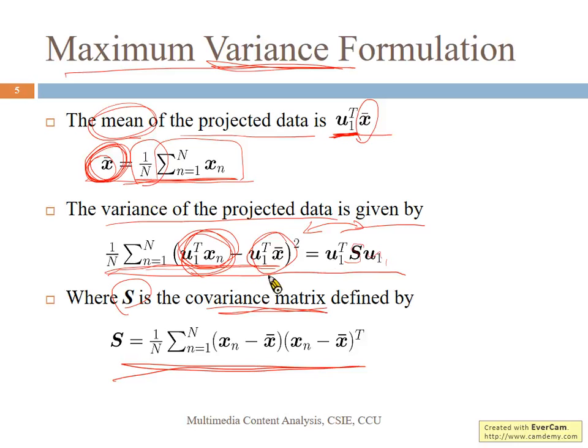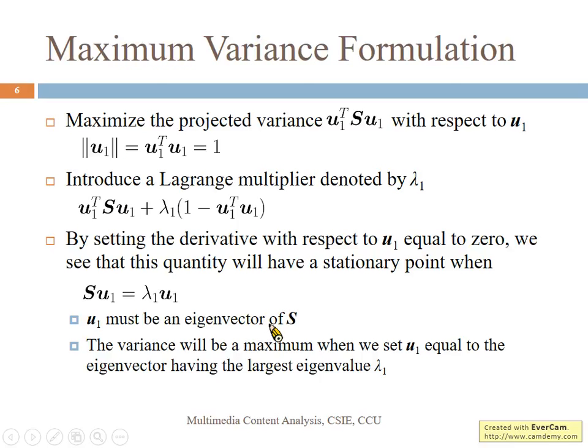Okay, so these two equations are totally the same. We just simply represent it in matrix form, where the matrix S is the covariance matrix. So the goal is we want to maximize the projected variance U1 transpose S U1 with respect to U1, which is a unit vector. So we want to enforce the projection vector U1 to be a unit vector, so the norm of U1 is equal to 1.